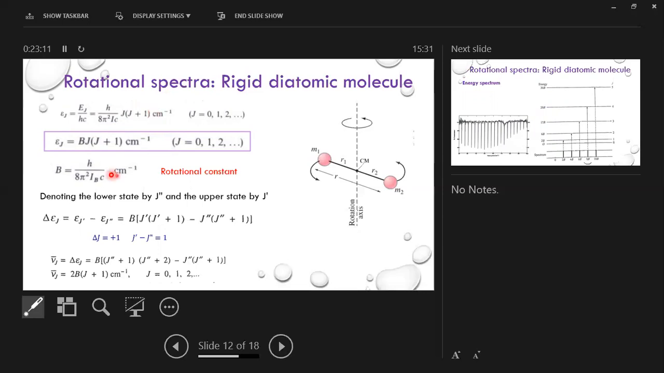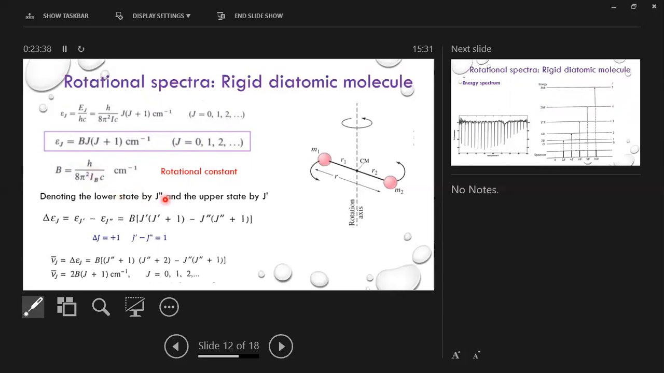So now take h/(8π²Ic) as B. So this E_J will be B into J(J+1), where J obviously starts from 0, 1, 2, 3, etc. B = h/(8π²Ic) is known as the rotational constant of the molecule, and it depends on the moment of inertia.